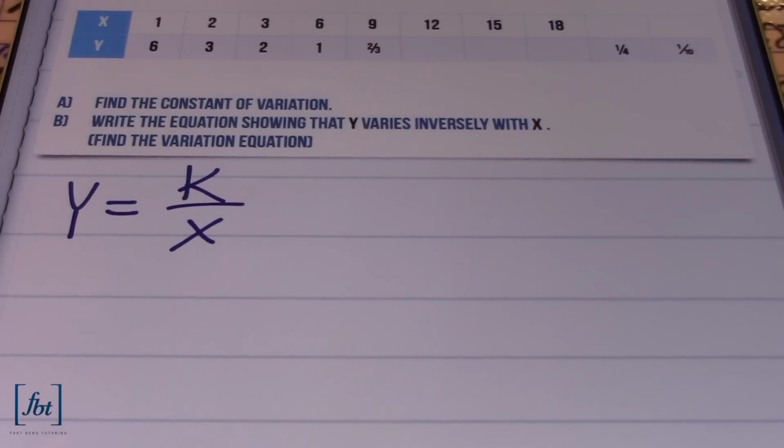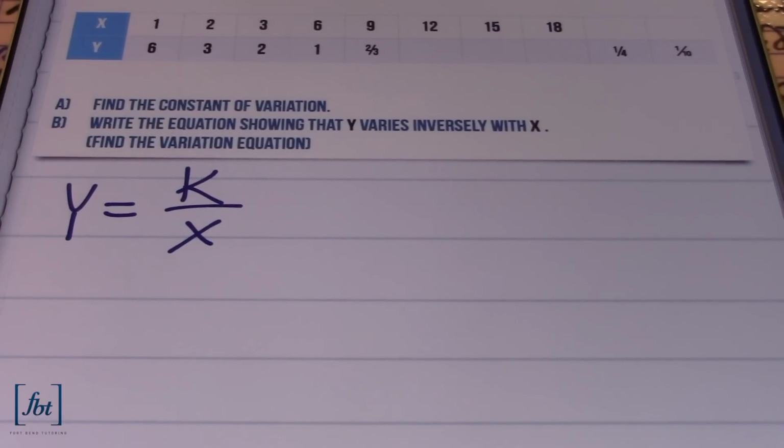I'm going to go ahead and actually use the values from the table. All you need is one set. That means one X and its corresponding Y value. So let's use 2 and 3. That's the second column right there. So we know that when X is 2, Y is 3.